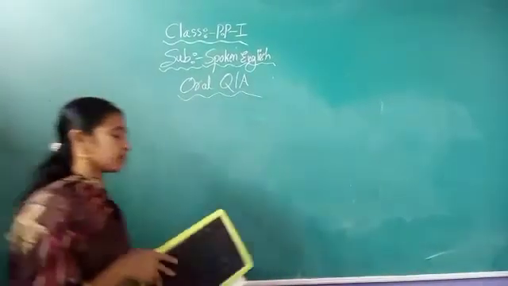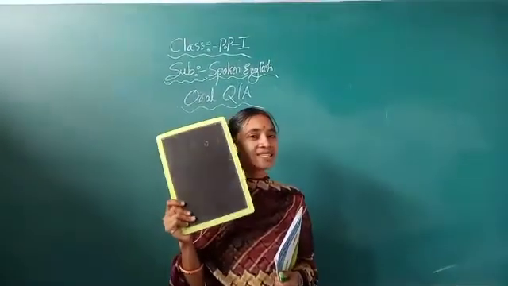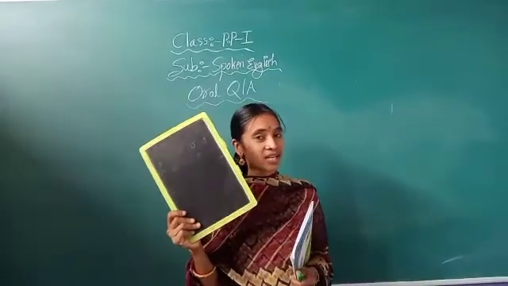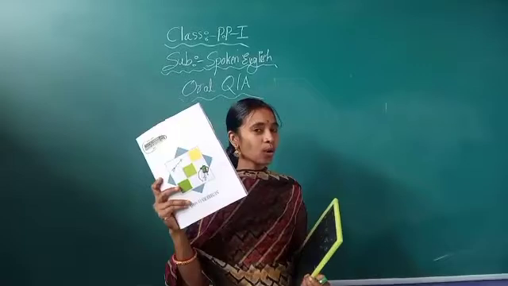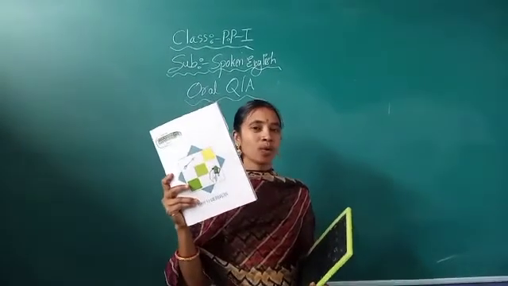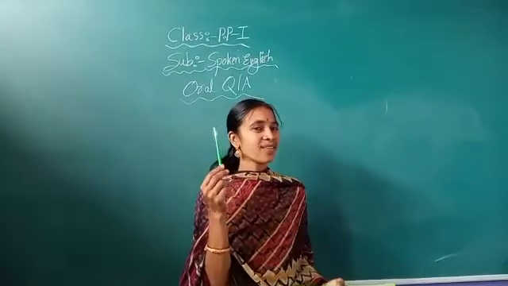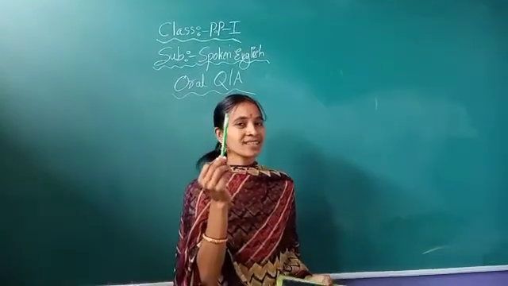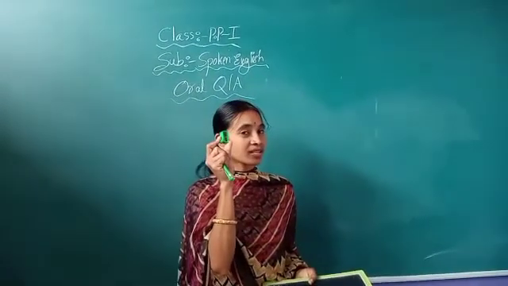What next? Come on. See here. What is this? Come on, say. This is a slate. What is this? This is a slate. What next? What is this? This is a book. Come on. What next? See here. What is this? This is a pen. Come on. What next? What is this? This is a sharpener.